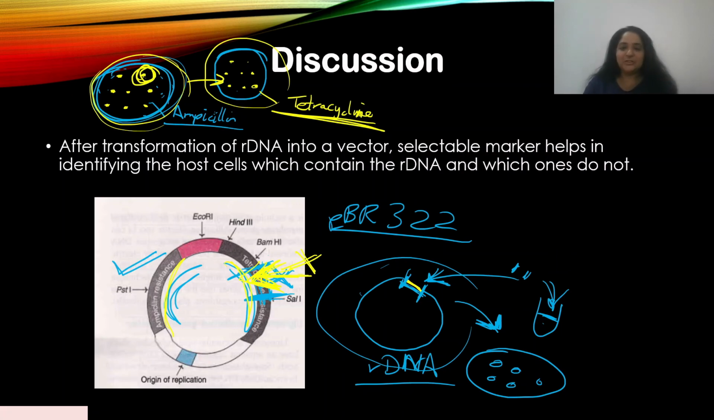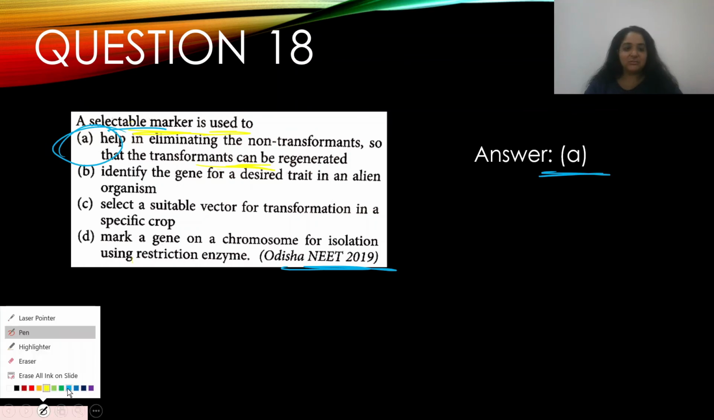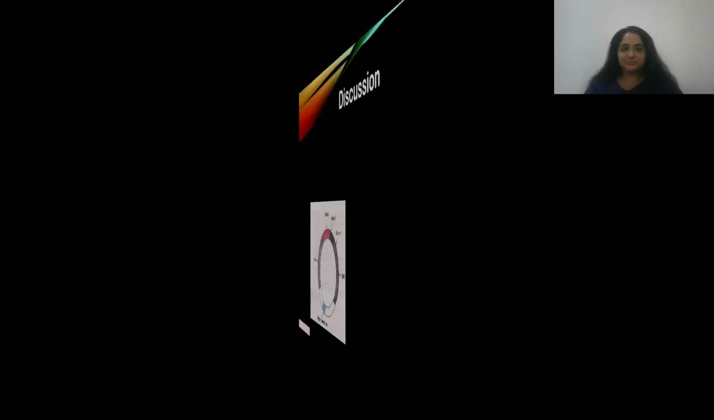I hope you've understood this. And theoretically, if you have to remember this, a selectable marker is used to help in eliminating the non-transformants so that the transformants can be regenerated. So that pretty much answers our question.